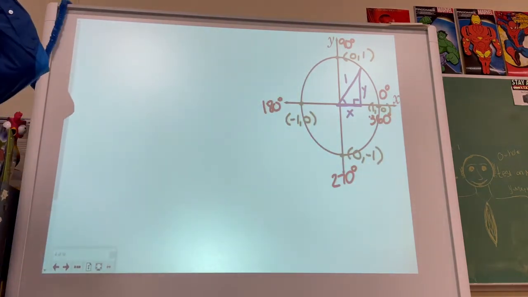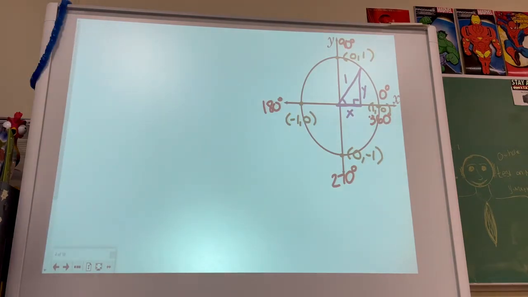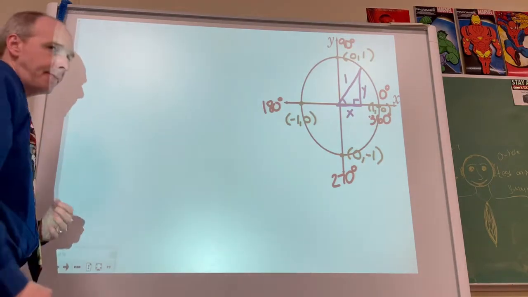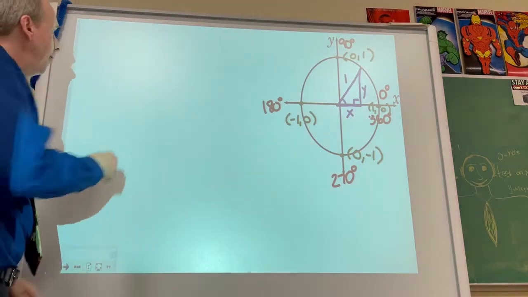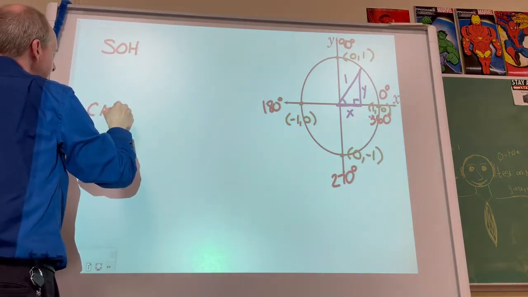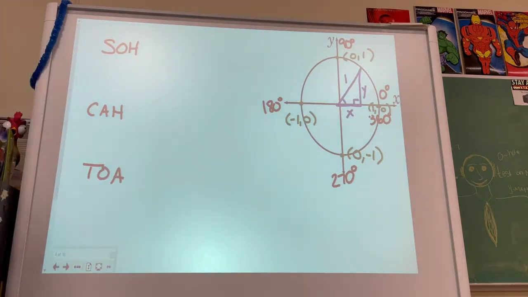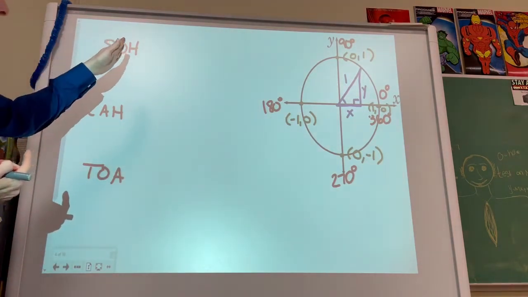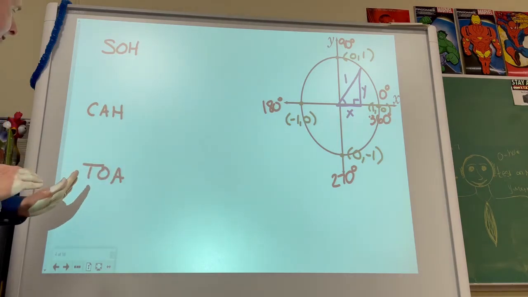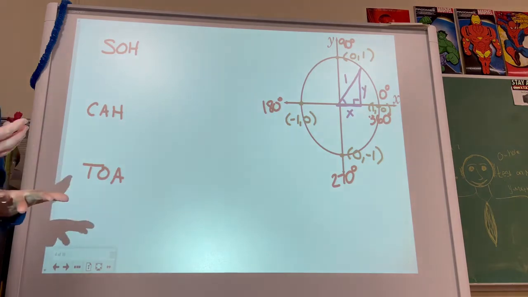Well, the thing that we have to understand is when we start drawing a right triangle, we're thinking trigonometry. So what we know about trig so far is, that's right, SOHCAHTOA. Sine is opposite over hypotenuse. Cosine is adjacent over hypotenuse. Tangent is opposite over adjacent. SOHCAHTOA.